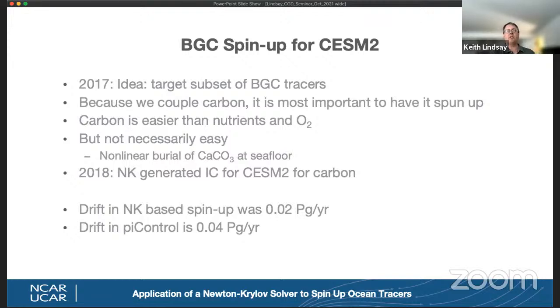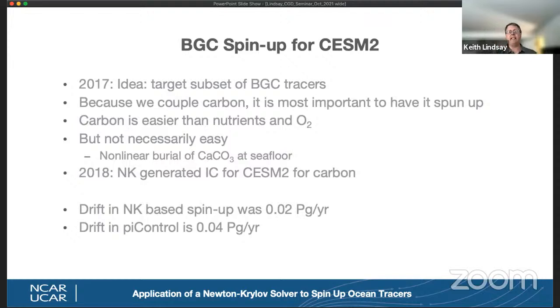Carbon is also a little bit easier than nutrients and oxygen, because the nutrients have nonlinear feedbacks and oxygen has some complications with oxygen sink terms that have a nonlinear dependence on oxygen concentration. So that makes them more complicated for the Newton-Krylov solver. So carbon's easier and it's more important. So we focused on carbon. That said, it's not totally easy.